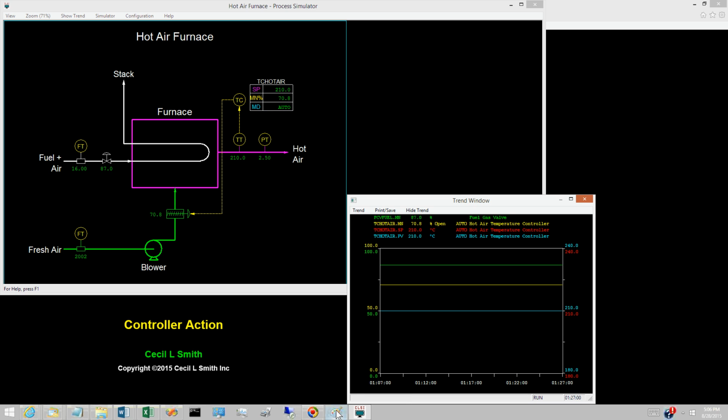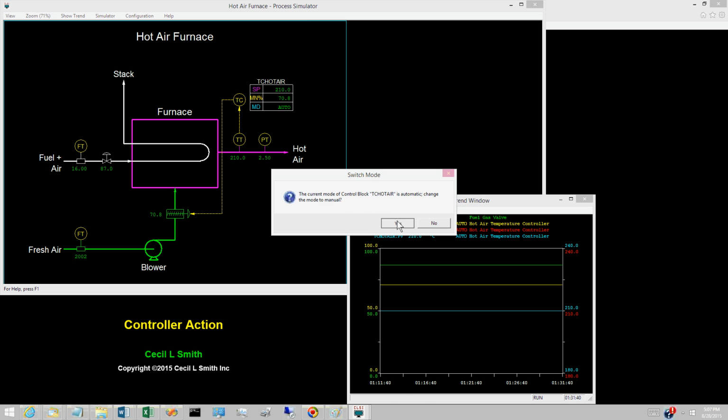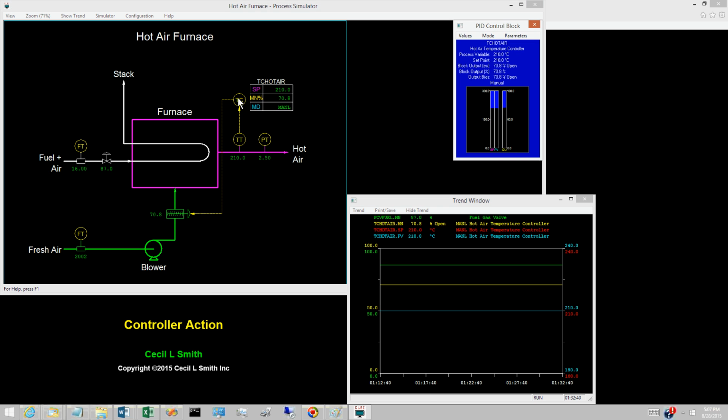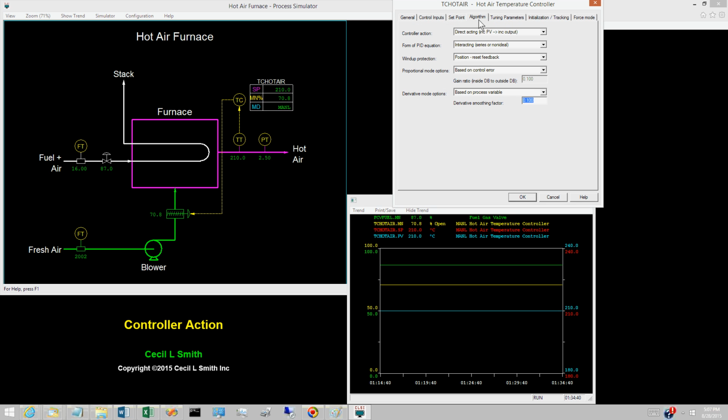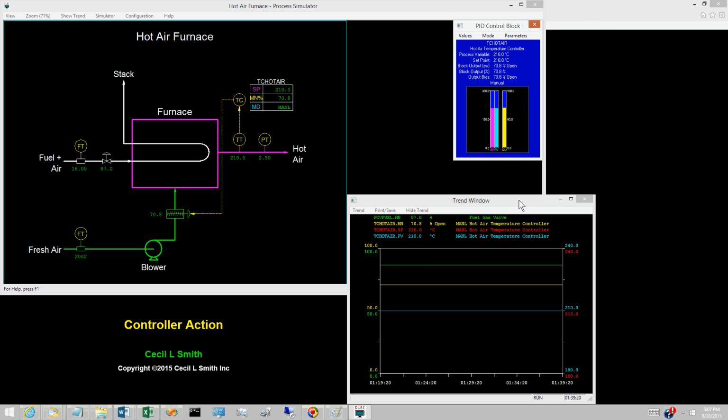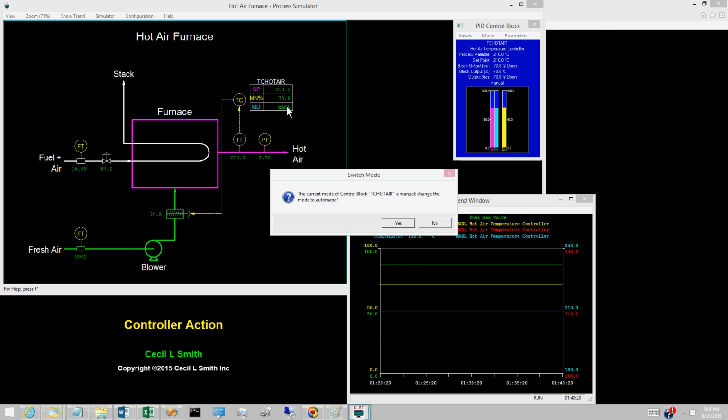It is essential that the controller action be configured correctly. Let's illustrate what happens if configured incorrectly. Switch the hot air temperature controller to manual. Then open the configuration window. Then open the Algorithm tab. Change the controller action to reverse, which is incorrect. Save the change. Then return the hot air temperature controller to auto.